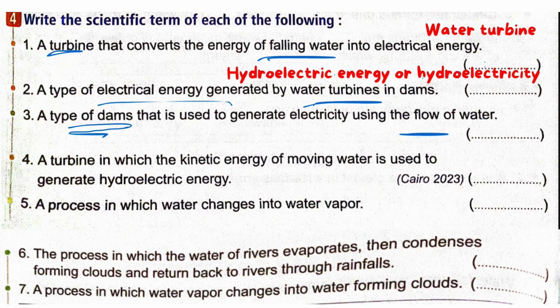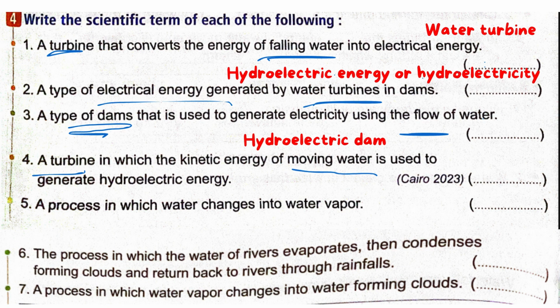Here we have a type of dams. Here the question is about the dams that are used to generate electricity using the flow of water. So we call these dams hydroelectric dams. So the energy from these dams is called hydroelectric energy, and the dams that are used to generate electricity using the flow of water are called hydroelectric dams.